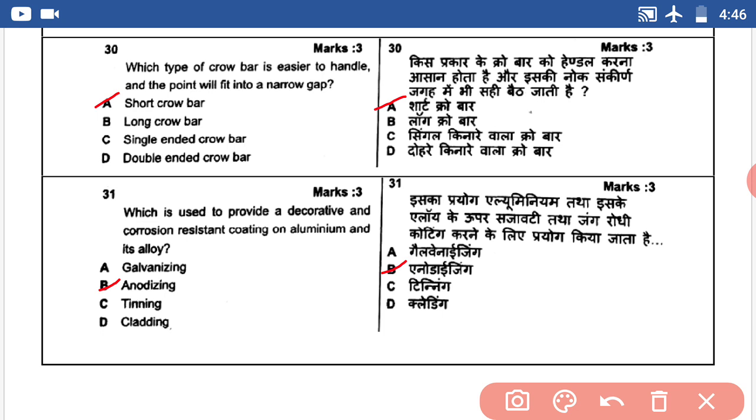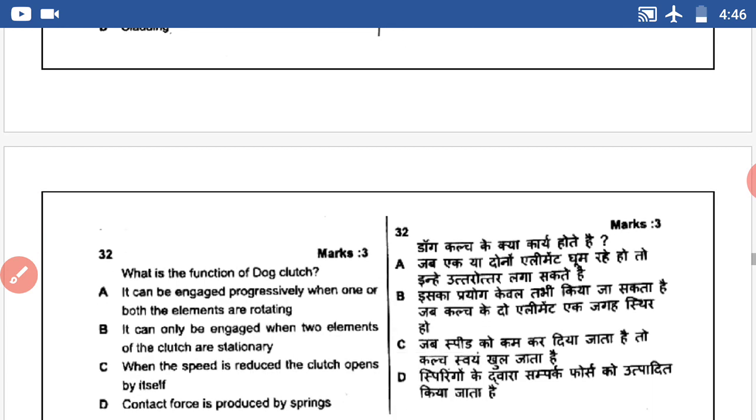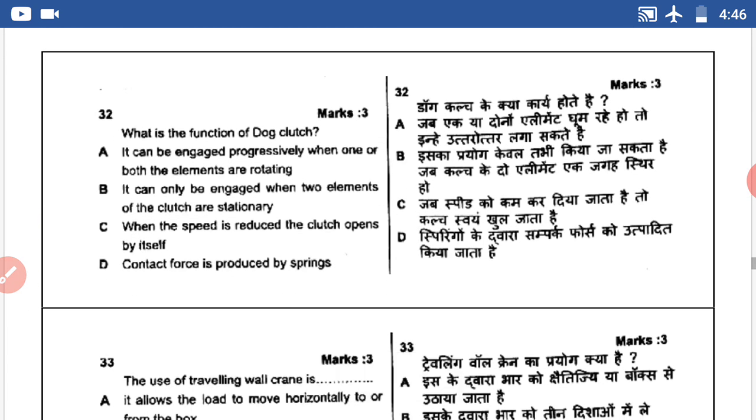Question number 32. What is the function of a torque clutch? It can only be engaged when two elements of the clutch are stationary. Answer B.